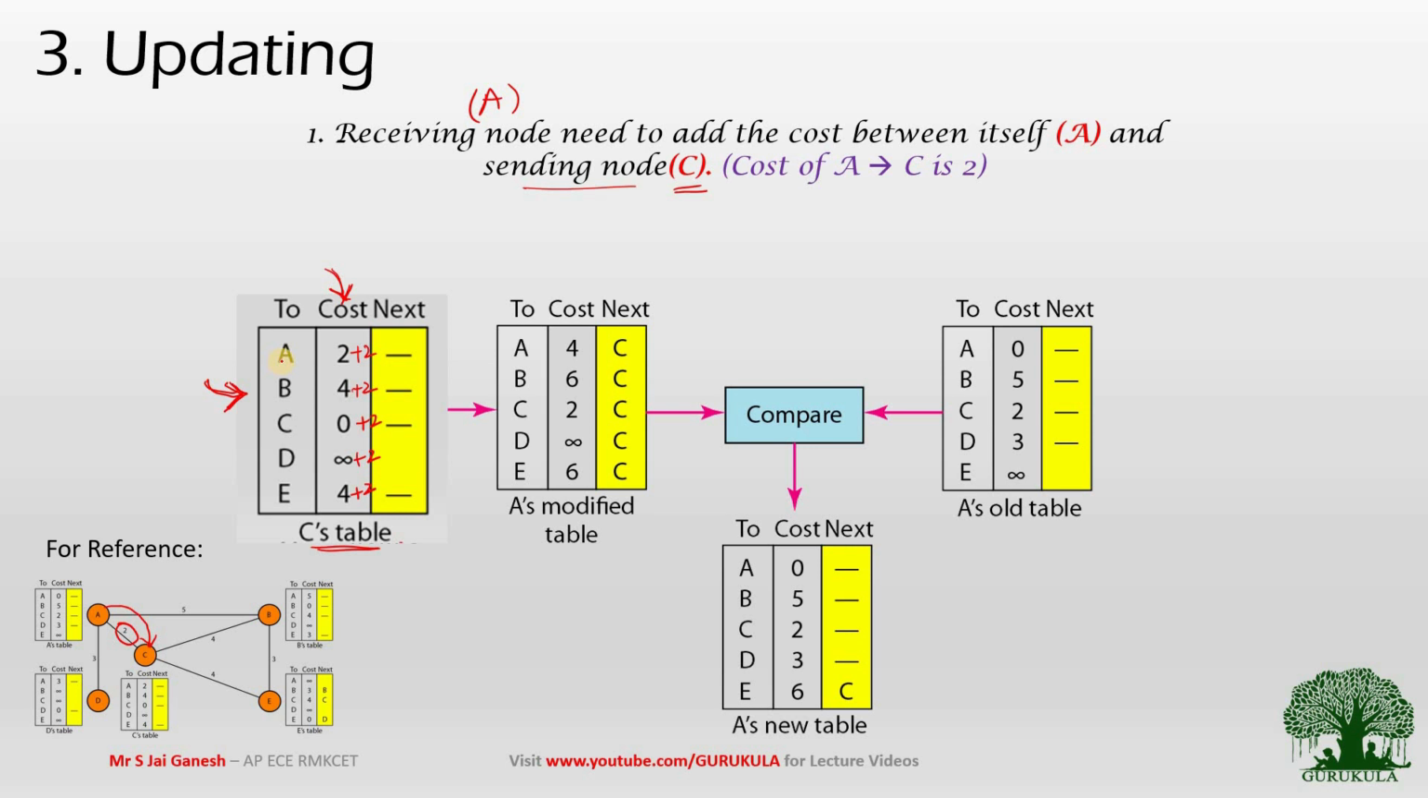Once we add 2 here, A can reach A with the cost of 4. That is what is mentioned as 4 here. Then B can be reached with the cost of 4 plus 2, which is 6, and 6 is what is mentioned over here. Similarly, 0 plus 2 is 2, infinity plus 2 is again infinity, and 4 plus 2 is 6. This is the first step that we need to do. So this table is what we received, and A has modified some of the content based on the content received from C.